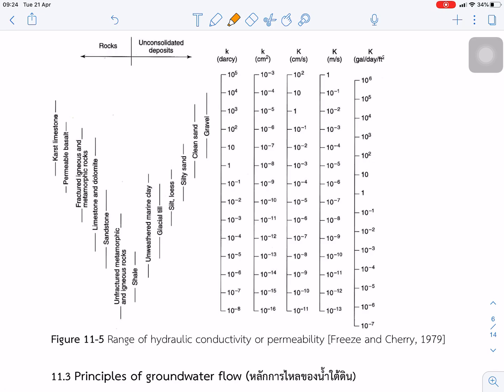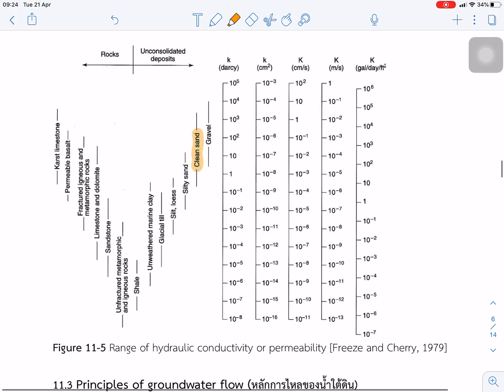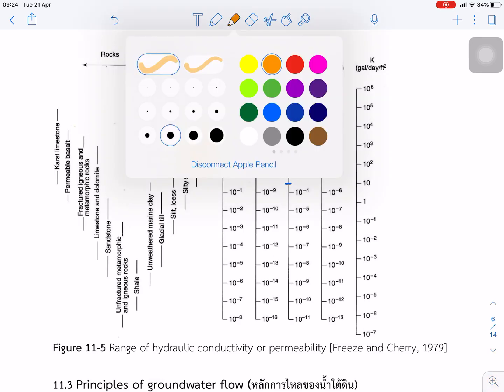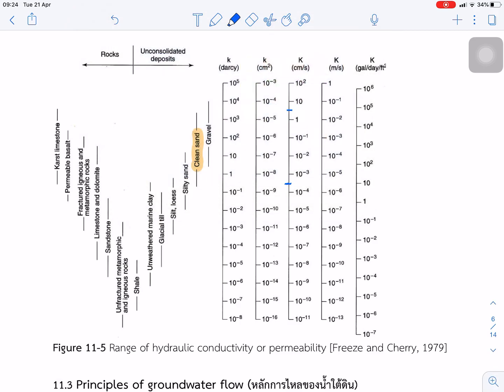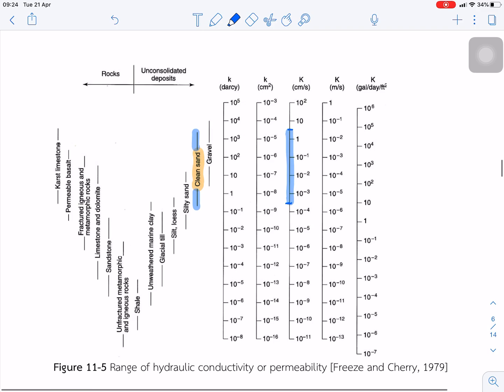This table shows the range of the hydraulic conductivity. For the clean sand, the range is from about this range to this range. So for grain sand, it's about 10 to the power 4 to more than 1. So it's a wide range of the hydraulic conductivity for each soil texture.